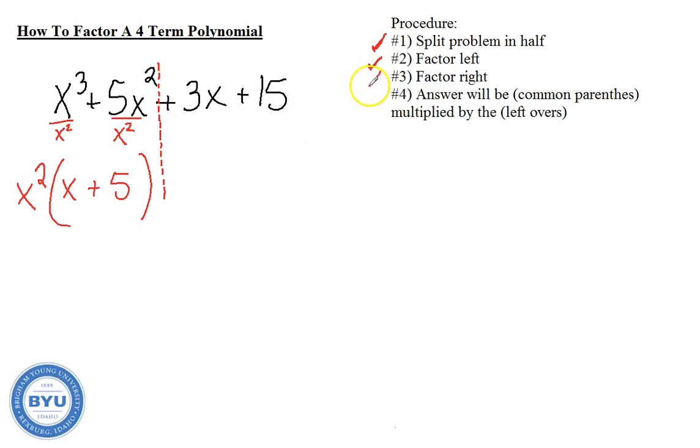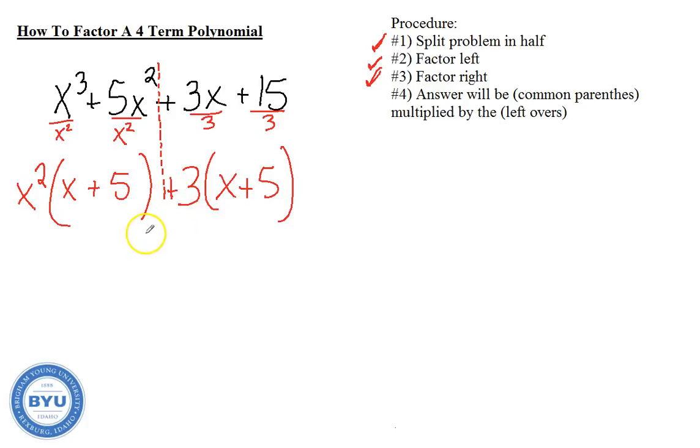Okay, good. Step number three is to factor the right. What can come out of 3x and 15? Looks like a 3. So I take out a 3, and I'd be left with just the x, and 15 divided by 3 is 5.